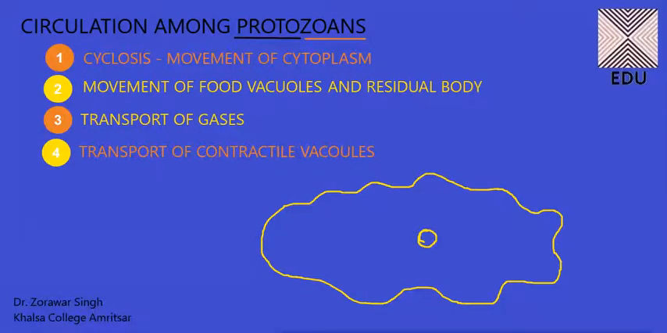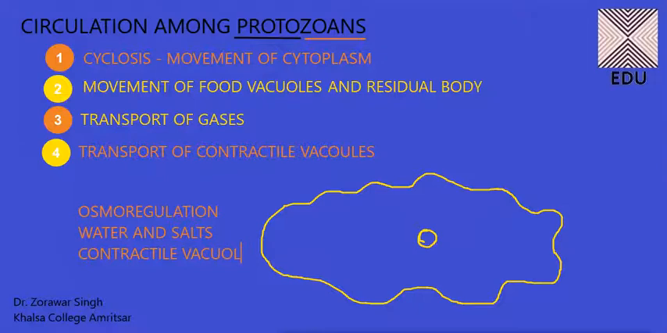Now the next point is the transport of contractile vacuoles inside the body of the amoeba. Have you gone through a word called osmoregulation? This is the regulation of water and salts. If an animal is regulating water and salts, this is the process of osmoregulation. And the amoeba regulates water and salts with the help of structures called contractile vacuoles. So it is regulating through the formation of contractile vacuoles.